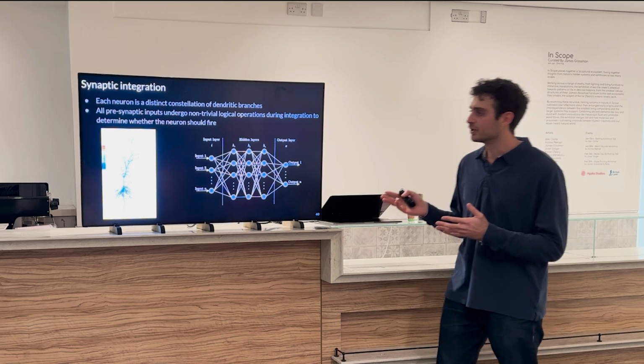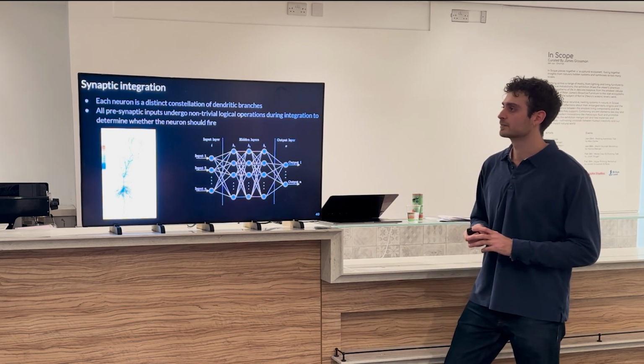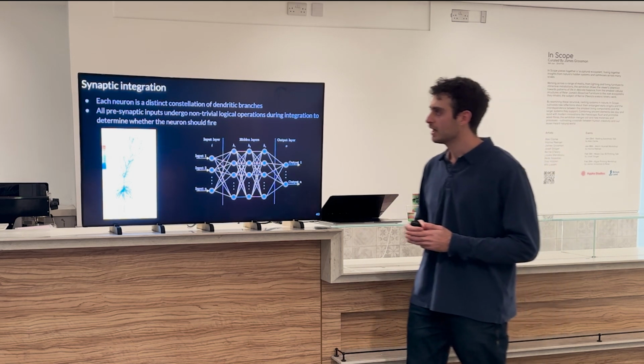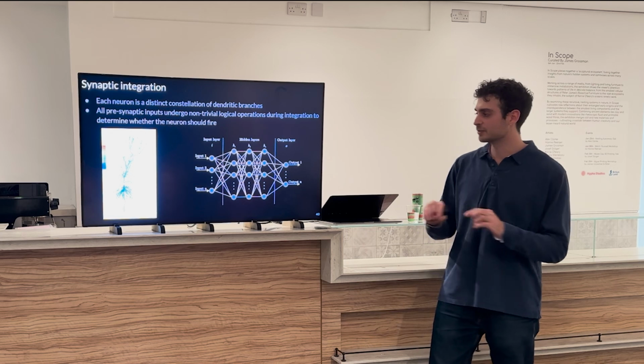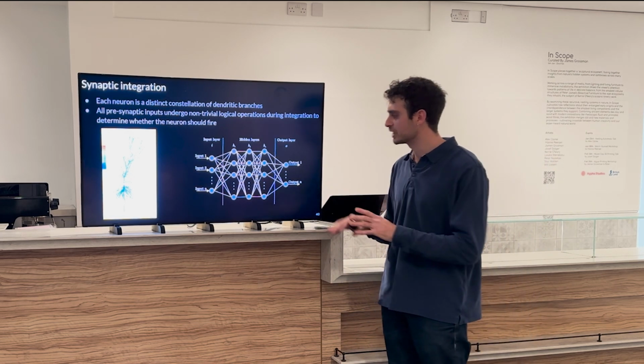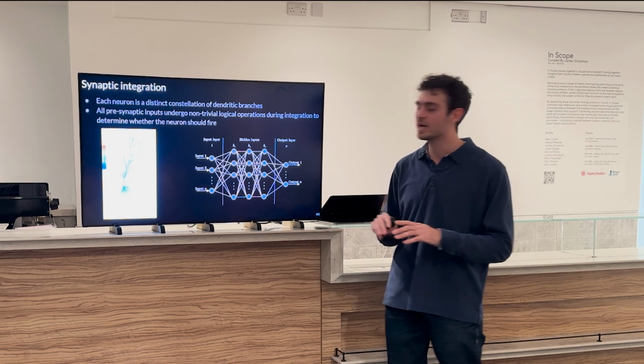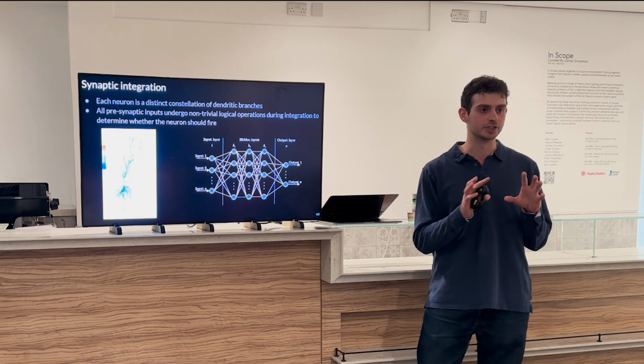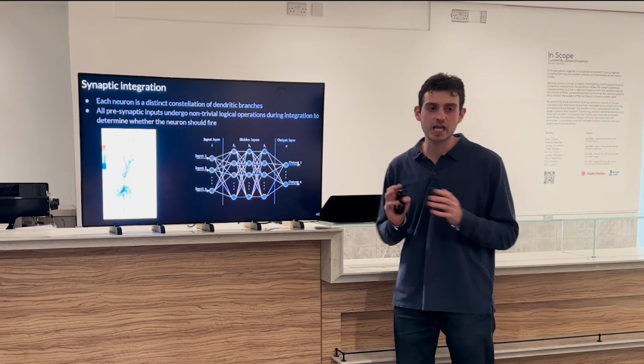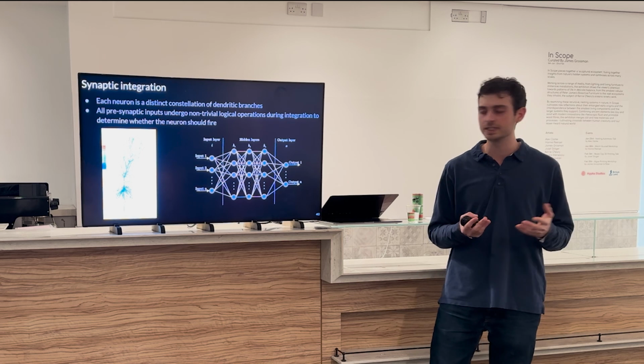So to give you an example from neuroscience, we have synaptic integration. The neurons themselves, in artificial intelligence, we tend to treat them as these kind of point approximations, which is completely wrong. They're actually this distinct constellation of dendritic branches. They have their own unique shape, and the shape actually changes their bioelectric properties.